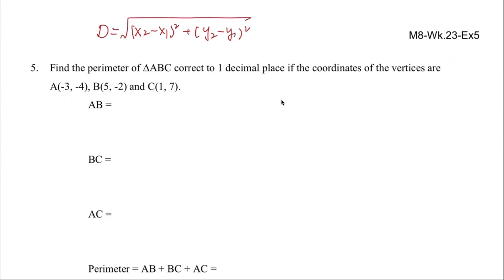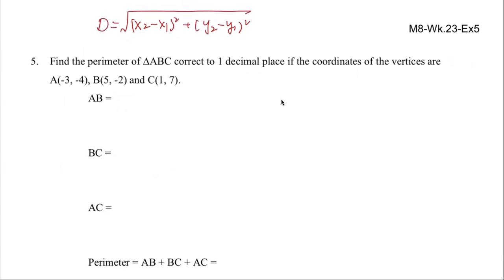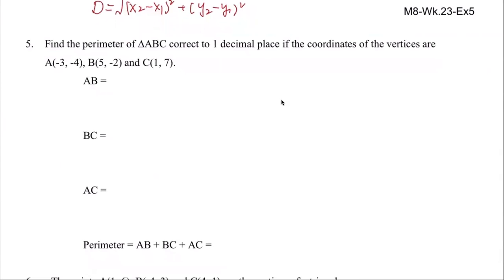root. Okay. So AB. Here, whether you do y2 minus y1 first or x2 minus x1 first, it doesn't matter, right? Because it's plus here. If you switch these two, the result is the same. I personally prefer to do y first. That's just my habit. So AB is equal to the square root of minus 2 minus 4 squared plus 5 minus 3 squared.